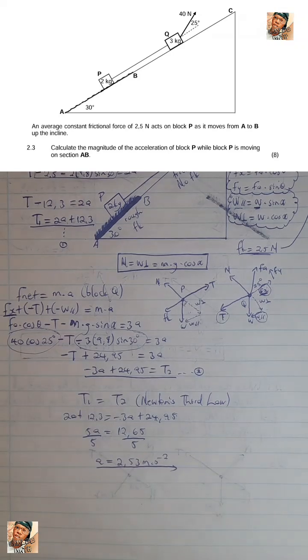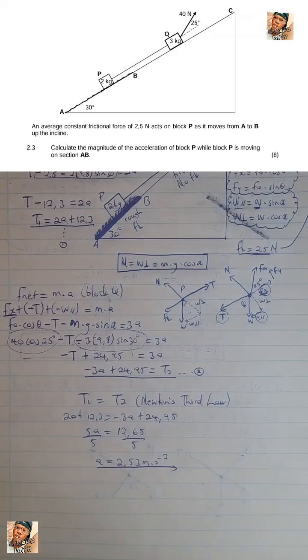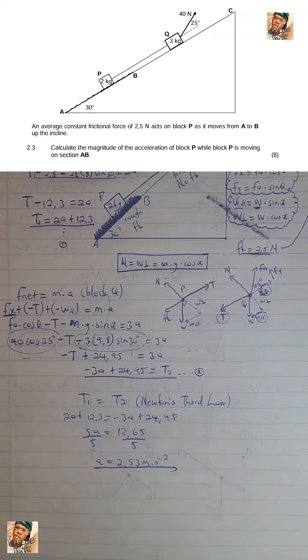But they said the acceleration of block P. So block P and block Q are going to move at the same acceleration because they are the same system. They are connected by a light inextensible string. So the acceleration of block P is going to be the same as the acceleration of block Q. So this is the acceleration of block P, and this is how we answer this question and get 8 marks.